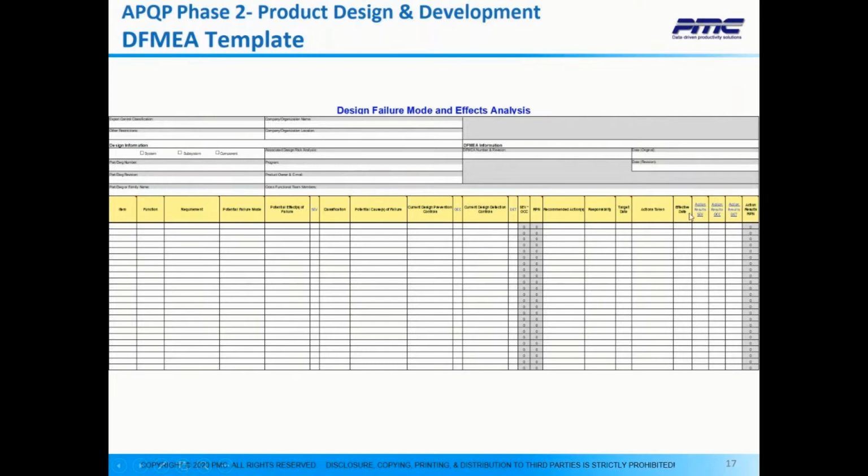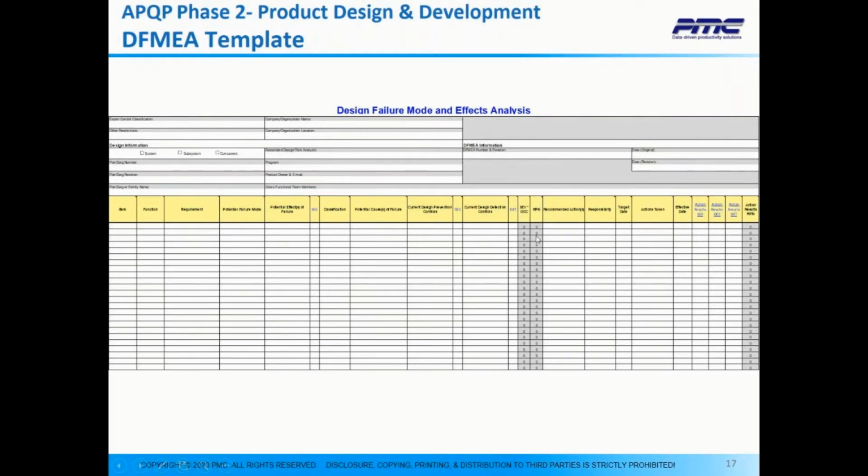And then the actual form itself starts with the item, and then the function. From there, the requirements that it has to meet. And then we start with potential failure modes, the effects of those failure modes, severity, classification, like if we have any KCs, key characteristics, or not. Then the potential cause of the failure mode, current design prevention controls. Then we have the occurrence rating in this column, current detection controls, the detection rating. Then we have severity times occurrence, which is criticality, and also the RPN, risk priority number, which is the product of severity, occurrence, and detection.